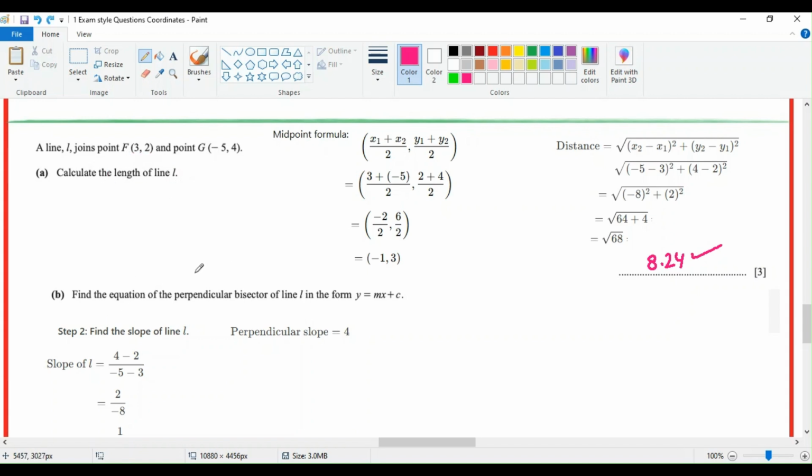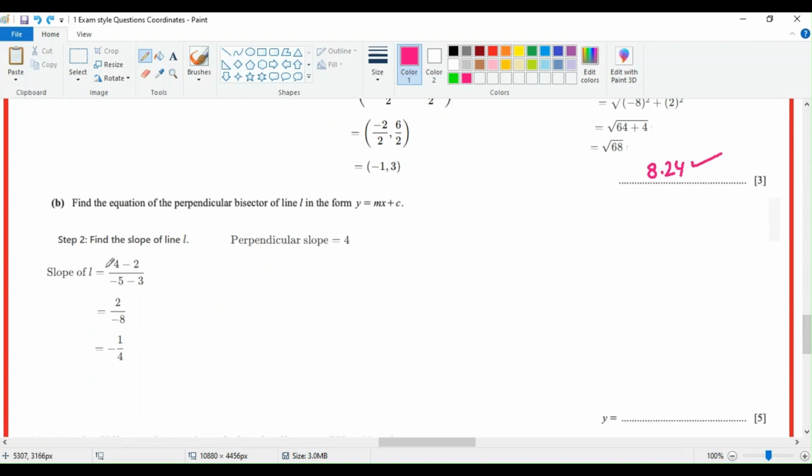Now they're asking you to find the equation of the perpendicular bisector of the line. We know very well the slope of line L is (4 minus 2) divided by (-5 minus 3), and 2 over -8 gives us negative 1 over 4. So the perpendicular slope is going to be positive 4.